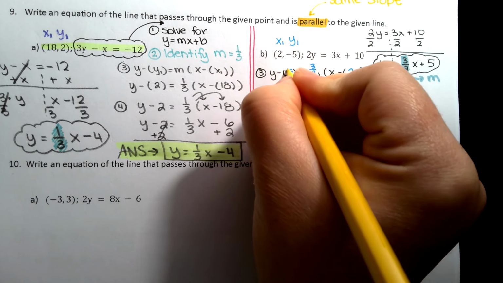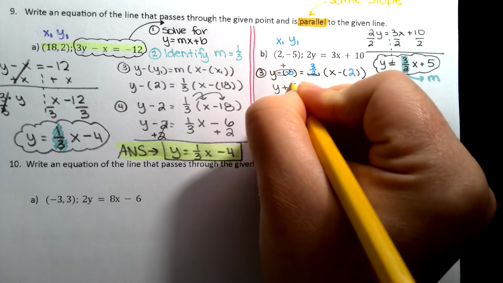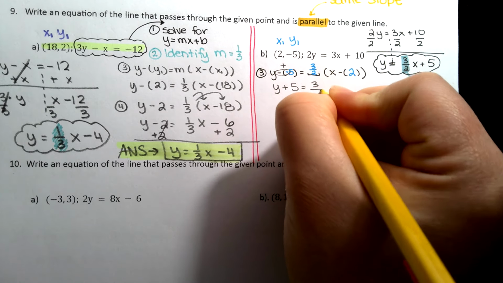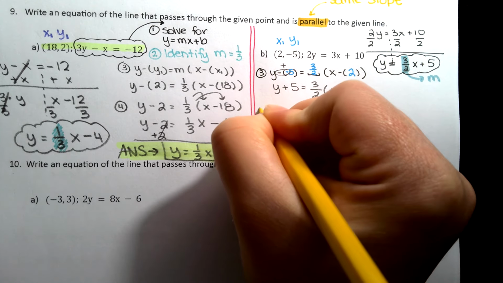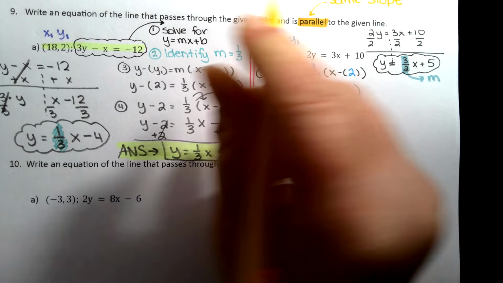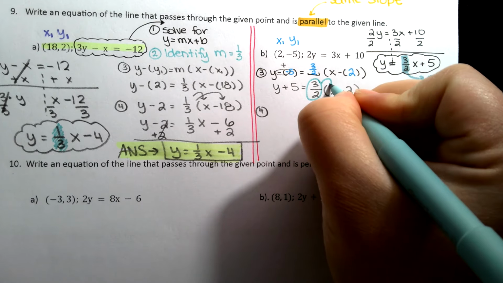Do we have double negatives? Yes. One set of double negatives, so we have y plus 5 is equal to 3/2, and then here's just -2. Step number 4, we are going to distribute that 3/2. Again, it is a fraction. It is okay. You'll live.